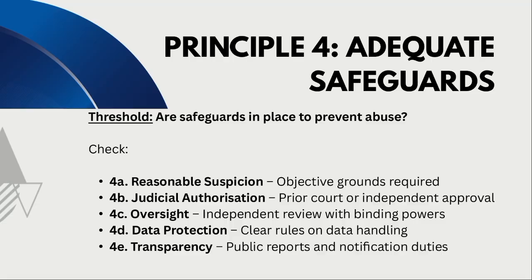Now we move on to principle 4, adequate safeguards. The threshold here is: are safeguards in place to prevent abuse or not? Reasonable suspicion. Are there objective grounds required before surveillance can be allowed? Judicial authorization. Is a prior court or independent approval needed before surveillance can be conducted or not? Oversight. Are there independent review bodies that have the ability to review surveillance and issue binding orders? Data protection. Are there clear rules on how surveillance-related data is handled? Transparency. Is there a notification duty to victims, and also public reports that have to be published?